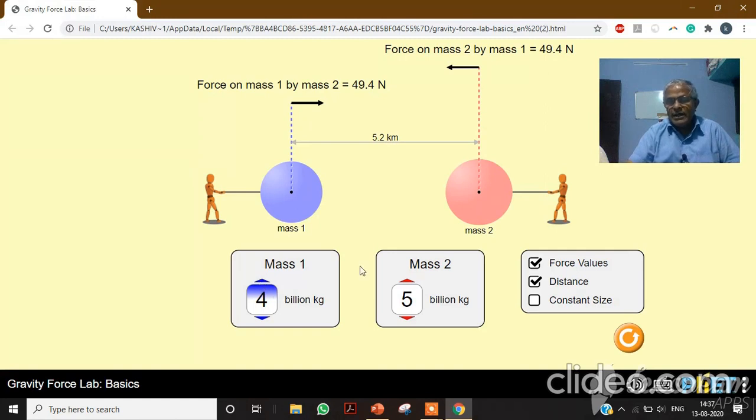The force of attraction between two masses is directly proportional to the product of their masses and inversely proportional to the square of the distance between them.